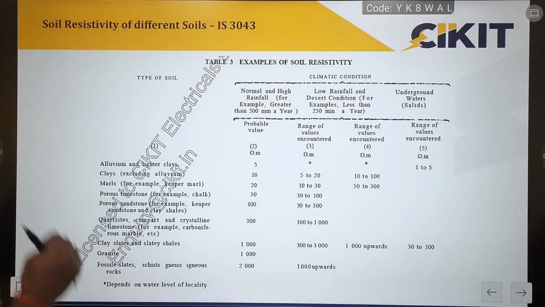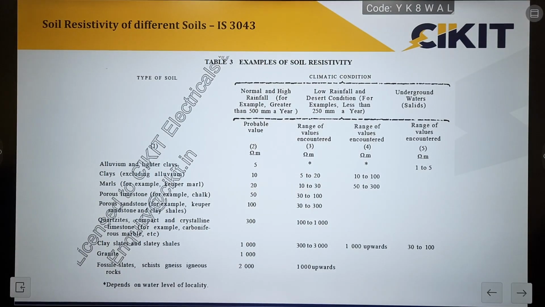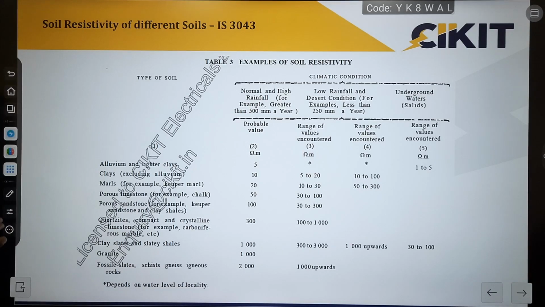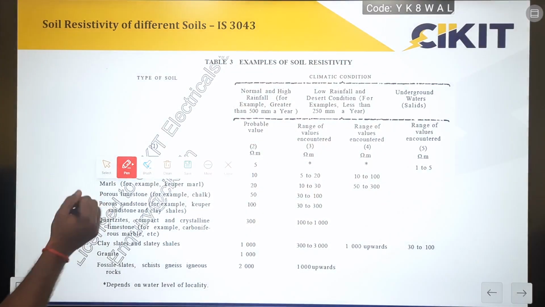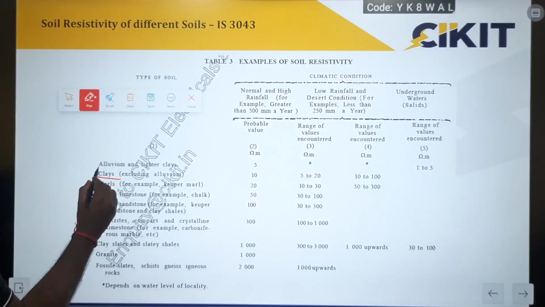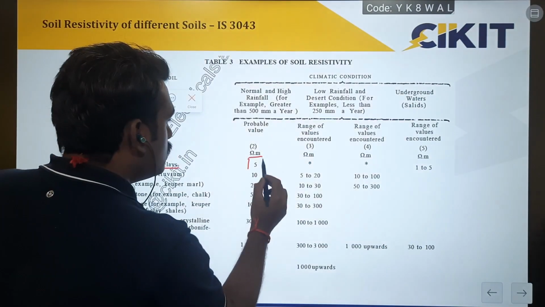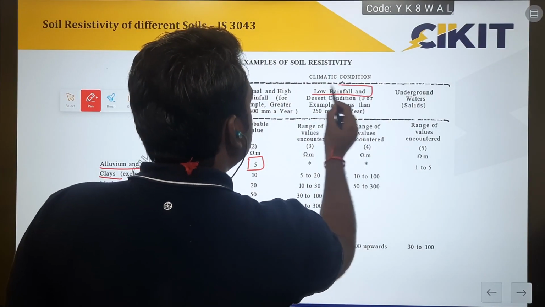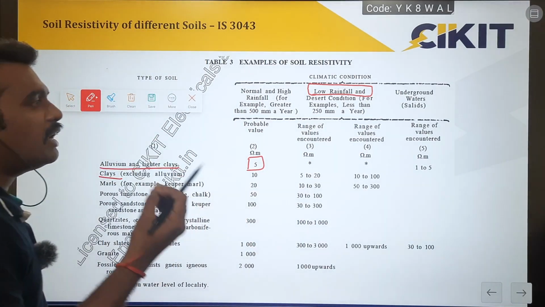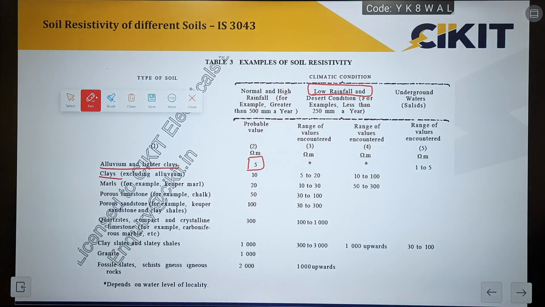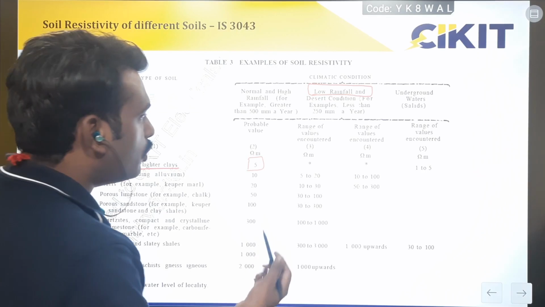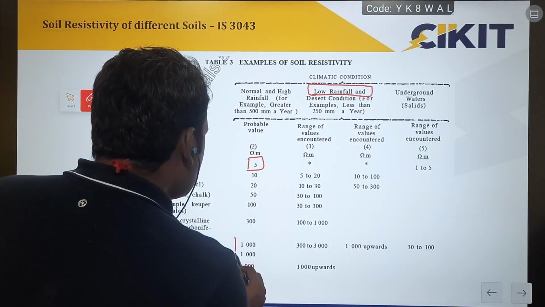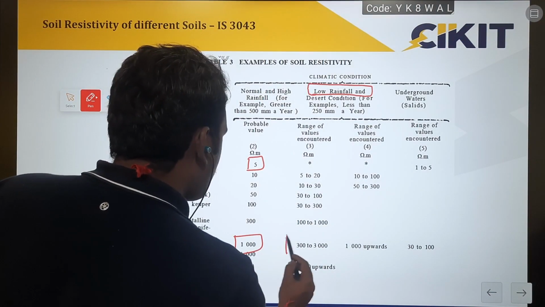The standard has already provided some approximate soil resistivity values for different types of soil. This graph is taken from IS 3043. If you take the soil resistivity of clay and alluvium soils, it is very much lower. In the second option, they have provided the lower rainfall, which means if the rainfall is much lower, the moisture content will be lower. And if the moisture content is lower, then the soil resistivity will be higher.